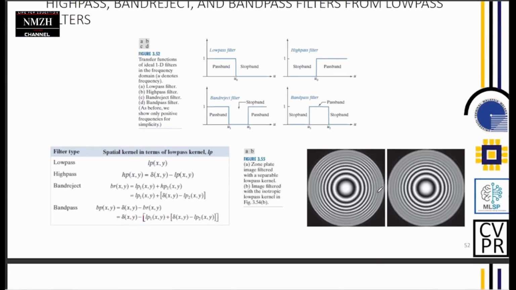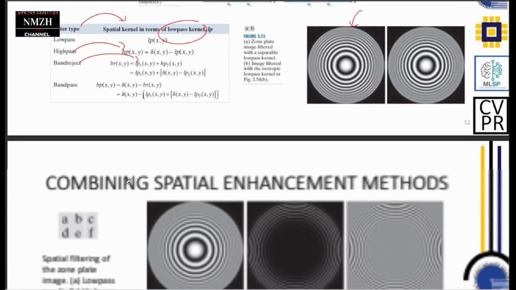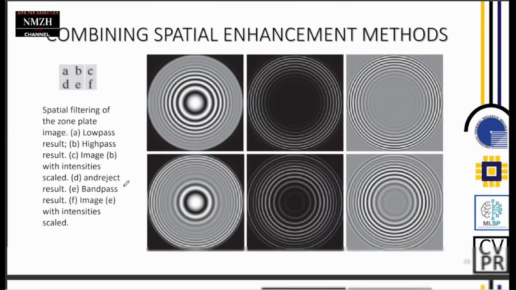Okay, regarding the given image here, this is the way the filter types low pass, band reject, and band pass are built in a spatial kernel in terms of the low pass kernel LP. So by using the low pass, we can describe the high pass. By using the low pass, we can also describe the band reject. Okay. So this is just an example presentation of how we combine the spatial enhancement methodology.